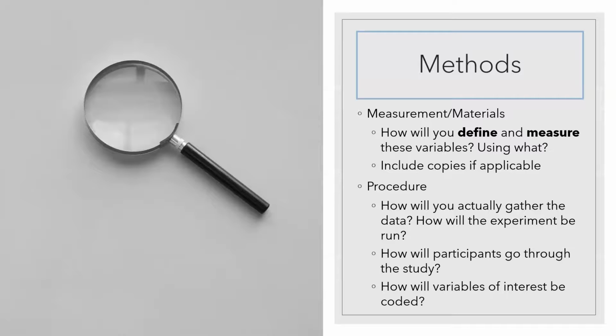You should then have a procedure section. How will you actually gather the data? How will the experiment be run? How will the participants go through the study? How will variables of interest be coded during the study, if applicable here?